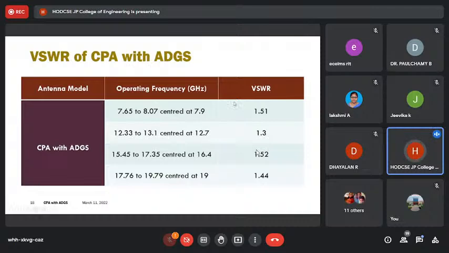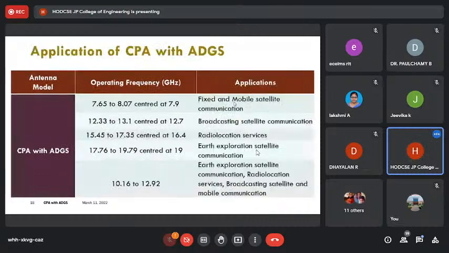Okay, so here we have done excellent work in terms of VSWR. It is very close to unity for 4 different frequency ranges. Okay, next one is application. This antenna is designed especially for multiple bandwidths. Here we have 4 different operating frequency ranges.